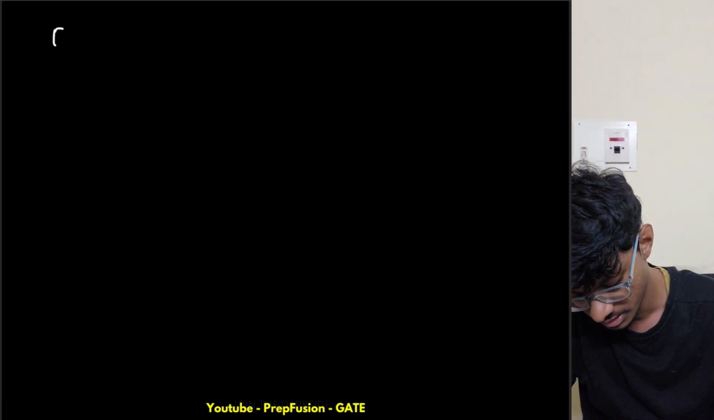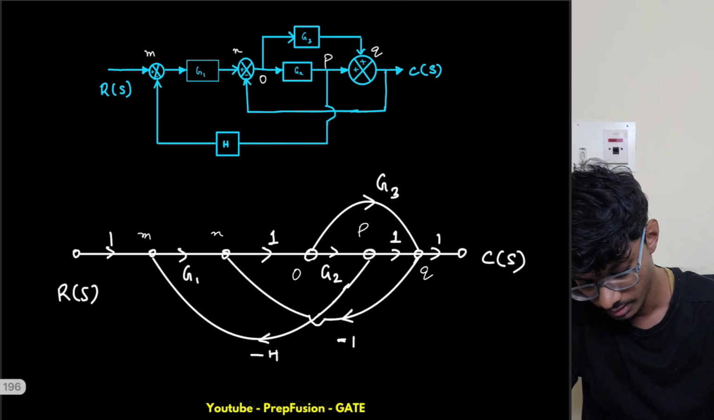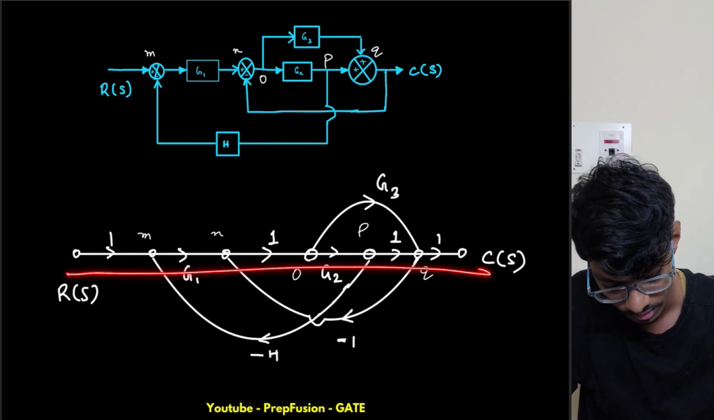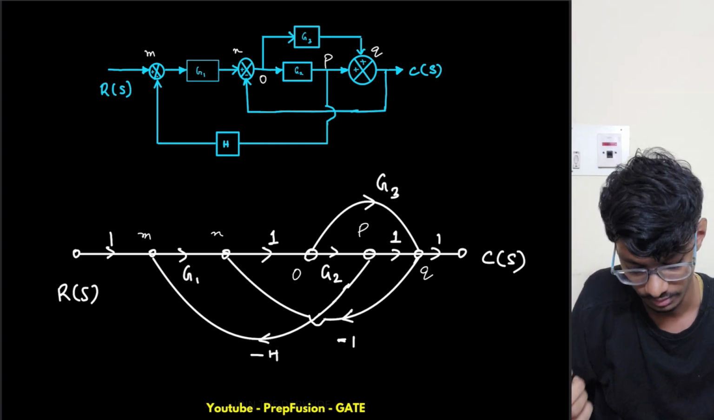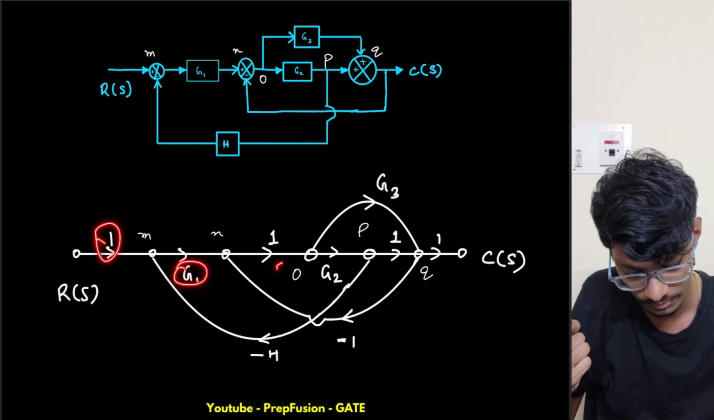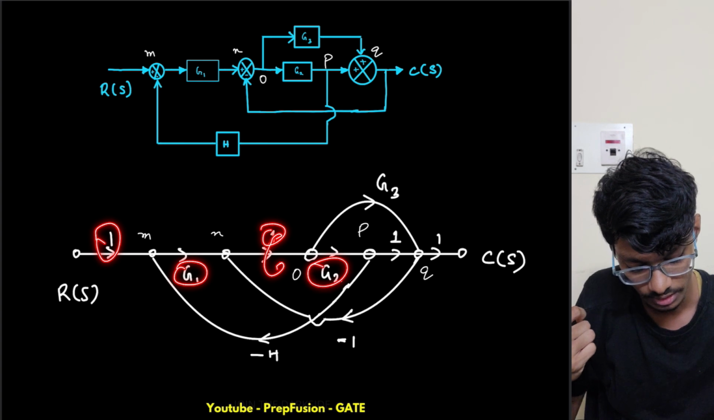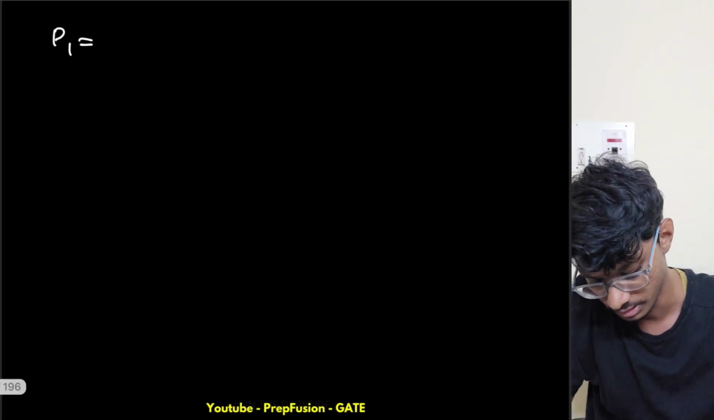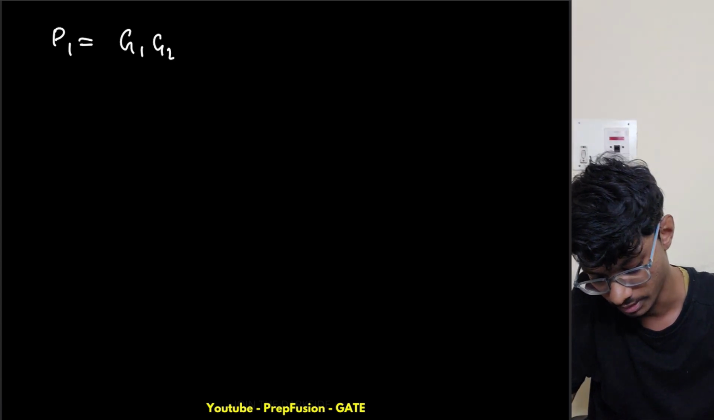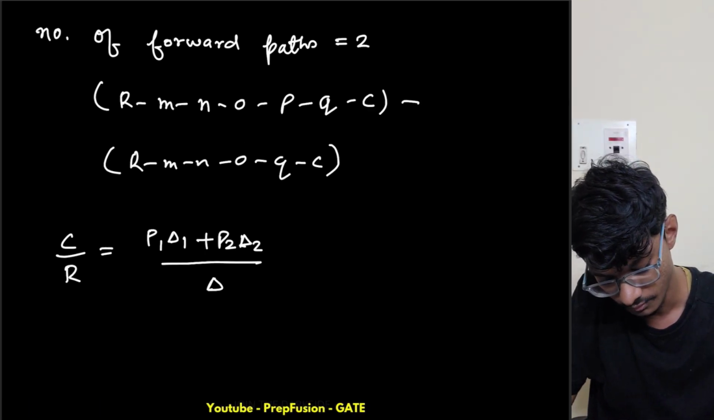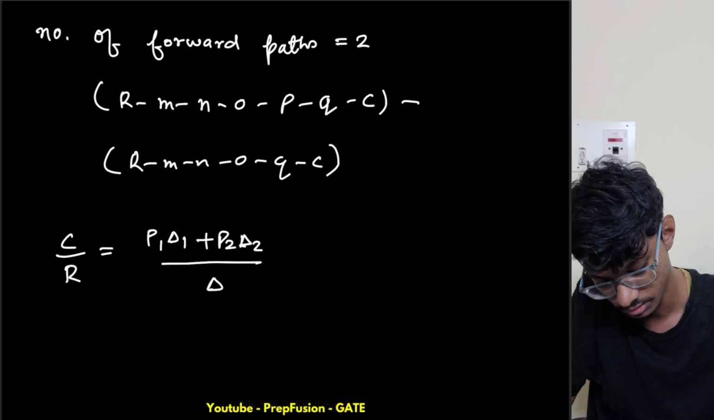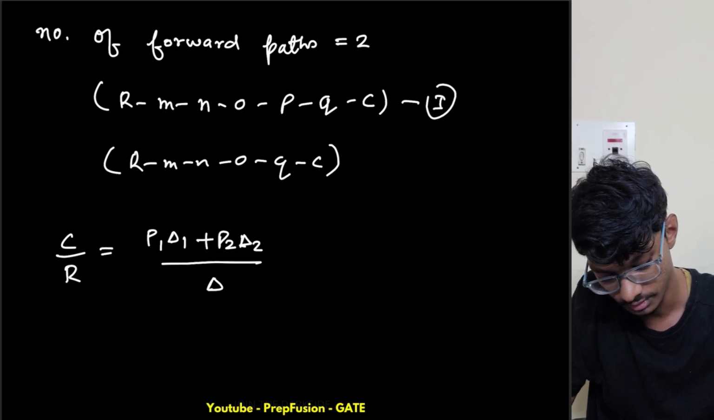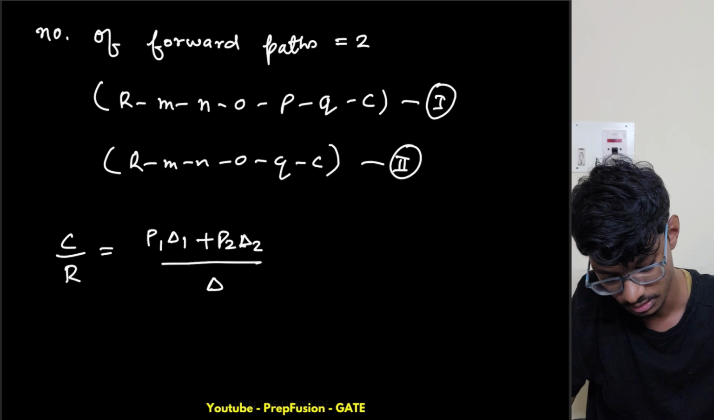So what is P1 equal to? P1, right, we are going from here to here. So what path do I cover? I cover 1 times G1 times 1 times G2 times 1, 1. So G1 times G2 is simply the forward path gain for the first path. So this is the first one.